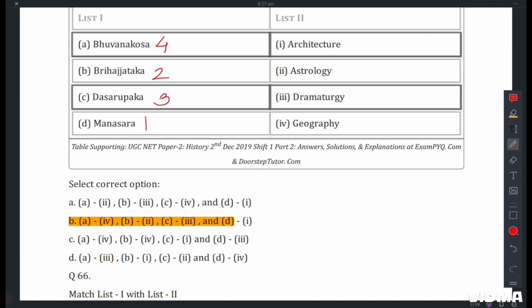Okay. Dasarupaka, it is a book on dramaturgy, by Dhananjaya. And Manasara, essence of measurement. Actually, the author is missing here. It is regarded as the most standard and complete treatise on architecture and sculpture. Okay.